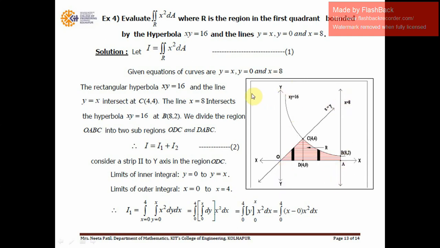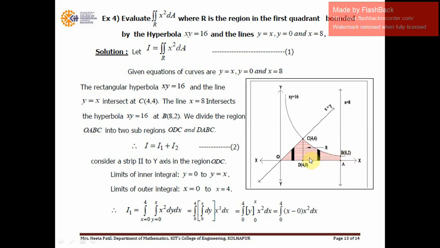Now the area bounded by these four curves that we have shaded by these red lines, that region is called the region of integration. Now the line y is equal to x intersects the hyperbola xy is equal to 16 at the point C (4, 4), and the line x is equal to 8 intersects the hyperbola at the point B whose coordinates are (8, 2).